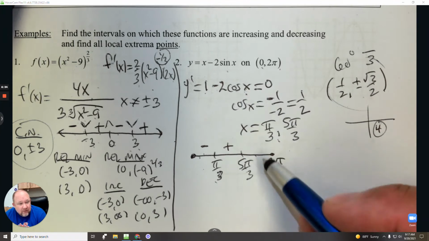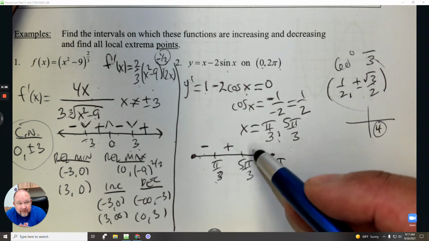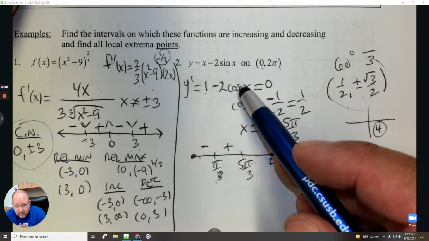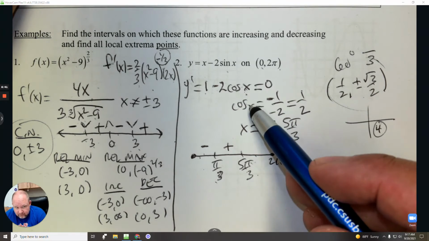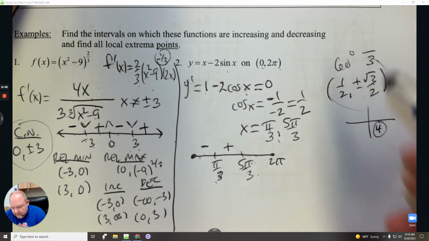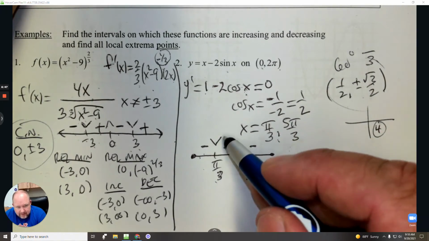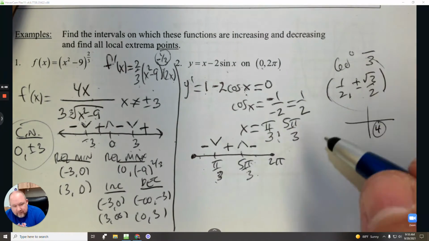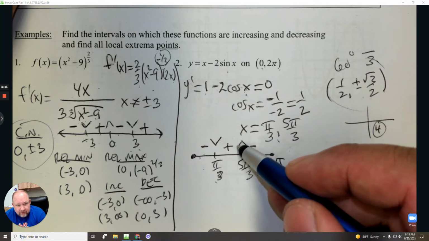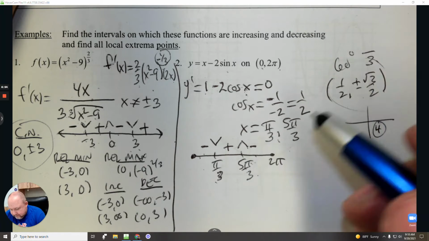And then if you plugged in something past 5 pi over 3, like 7 pi over 4, cosine is positive there. That's root 2 over 2. So the 2's cross out, and again, it would give you a negative answer. So at pi over 3, we have a minimum. And at 5 pi over 3, it rises and then falls. It's a turning point that creates a maximum.